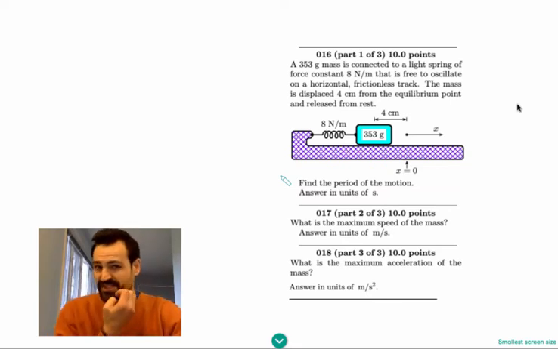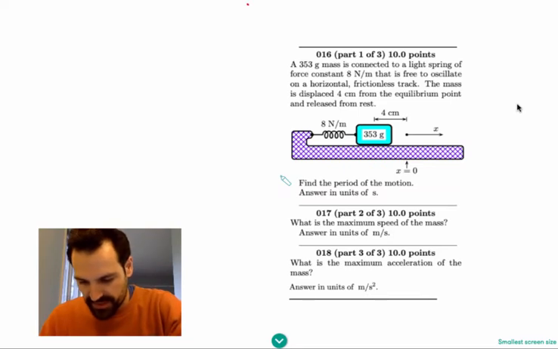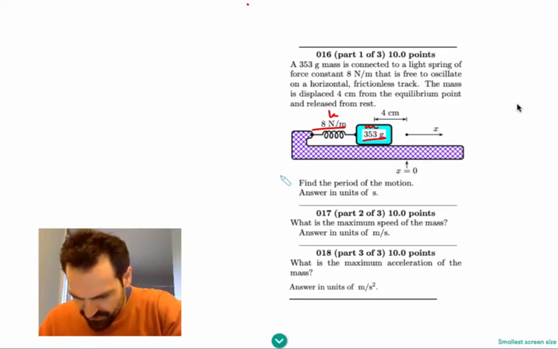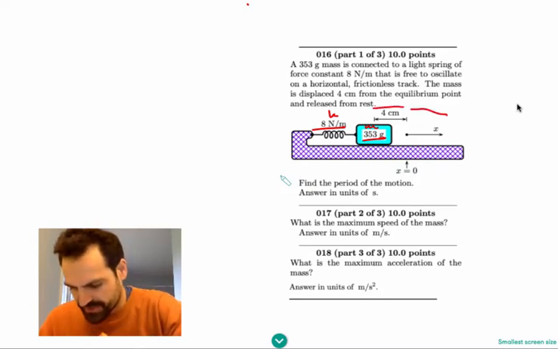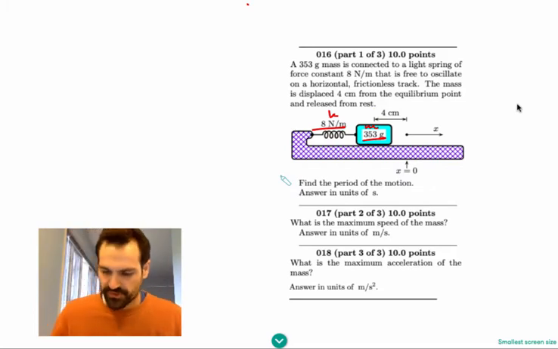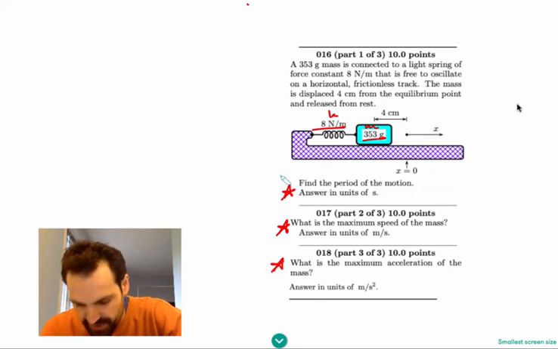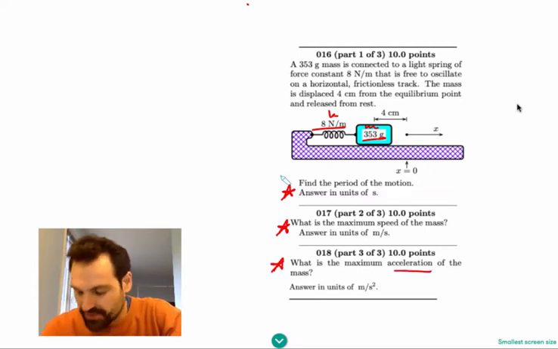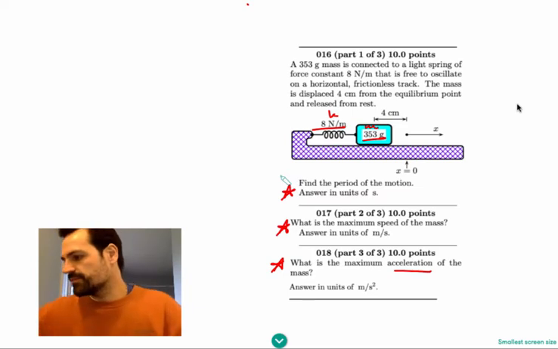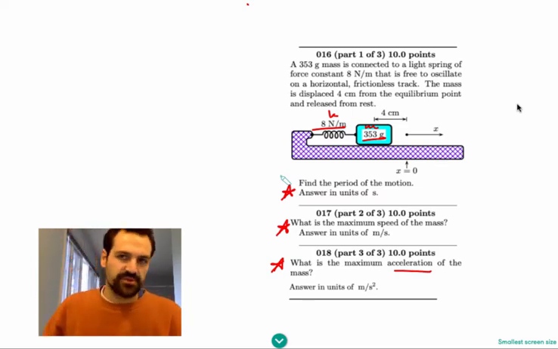All right, 16, 17, and 18. I see a diagram. I'm looking at that first. We have a mass on a spring with k. So we know k, we know m. It goes 4 centimeters and then x. So that's confusing. I'm not sure what they're looking for there. They're going to want us to find the period, max speed, and max acceleration. And remember, max acceleration is when amplitude is at a maximum.